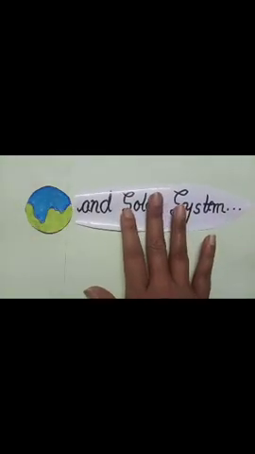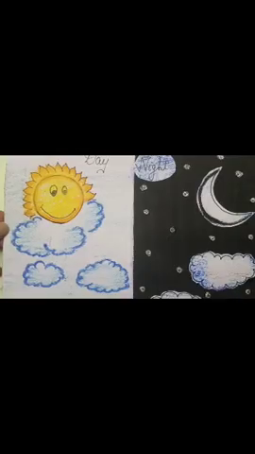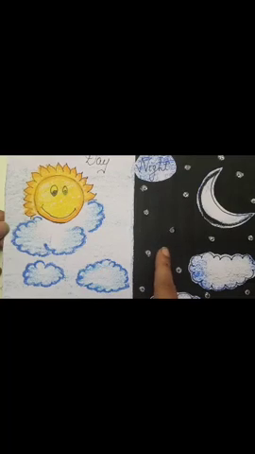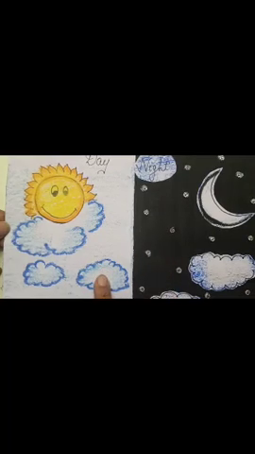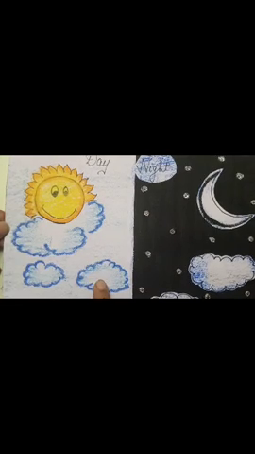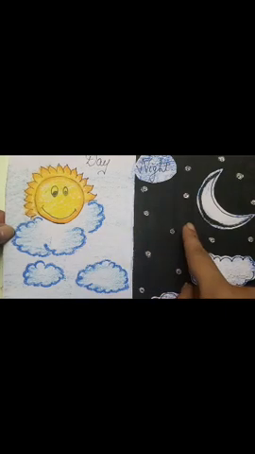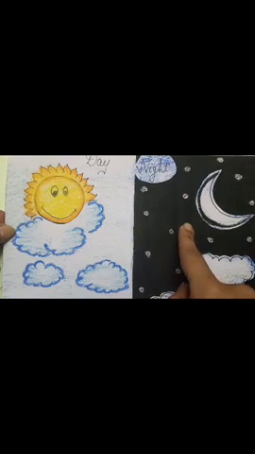So let's begin with our first lesson for EVS 1, our Earth and solar system. Can you see the pictures? Think for a second about these two pictures. What do these pictures tell you about? Yes, these pictures tell you that here it is brightness, here it is darkness.